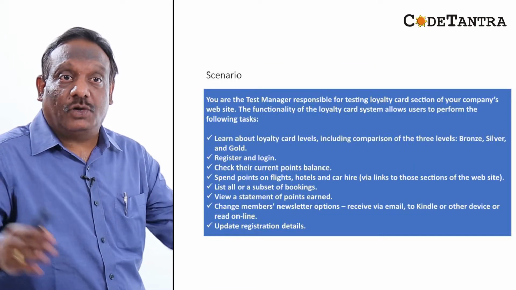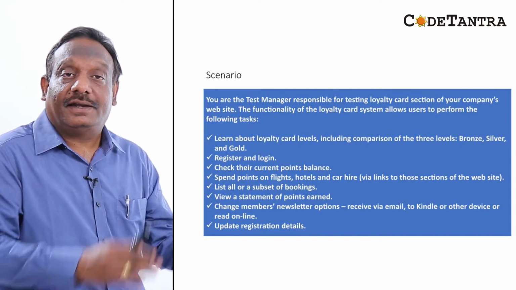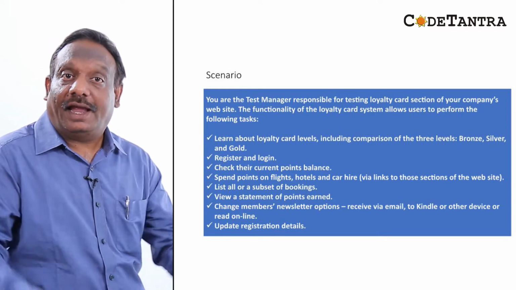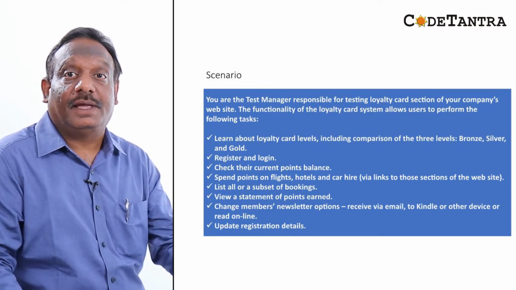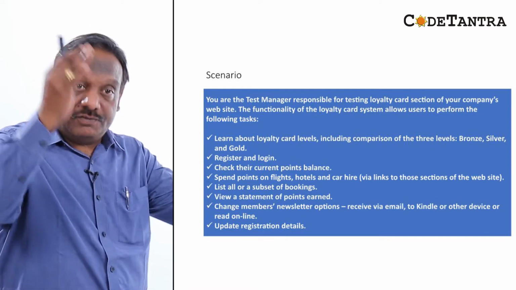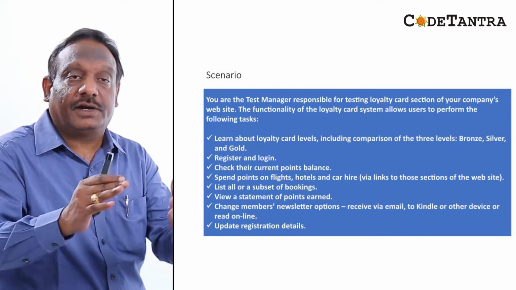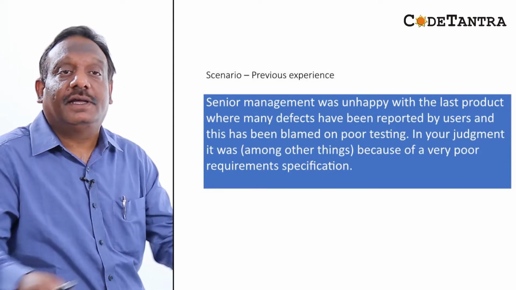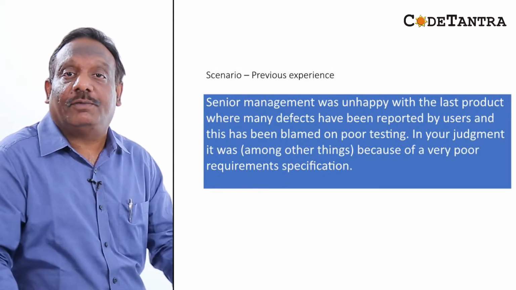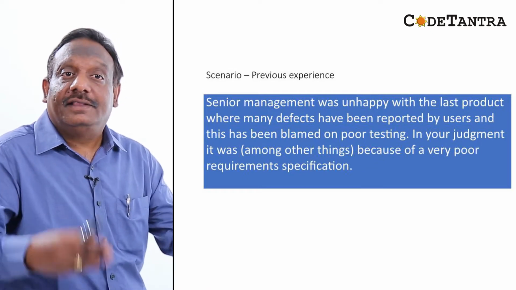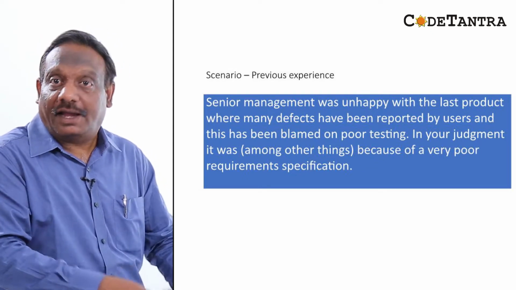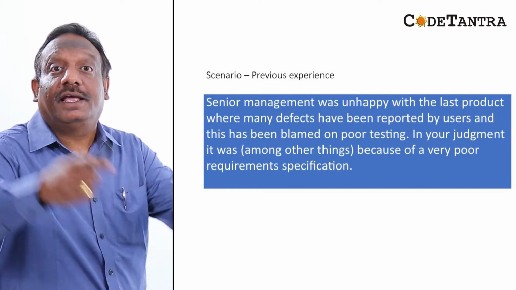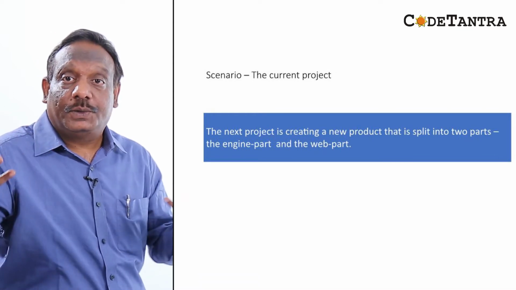So again, the scenario is the same. You are the test manager responsible for testing the loyalty card section of your company's website, and the functionality of the loyalty card system allows users to perform the following tasks. So you already knew that, and the senior management was unhappy with the last product where many defects have been reported by users, and this has been blamed on poor testing, and in your judgment it was because of a very poor requirement specification. And the next project has been divided into two parts.